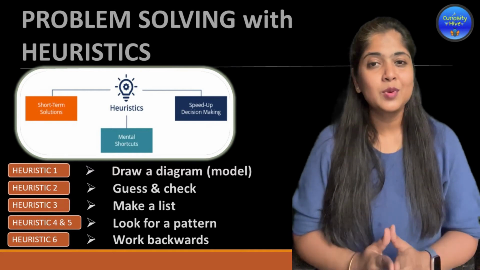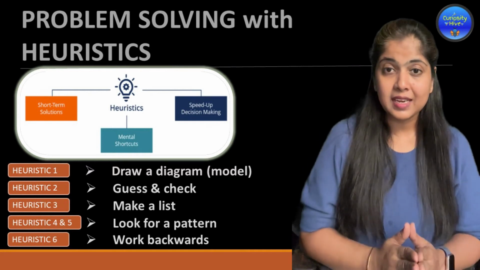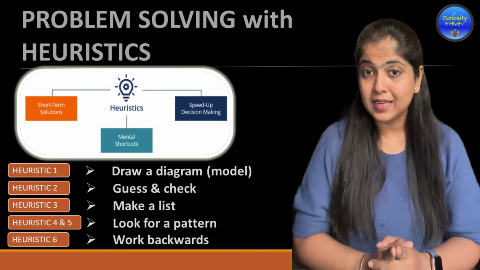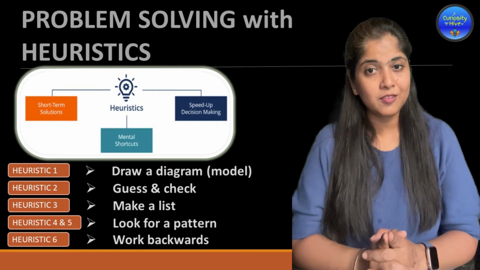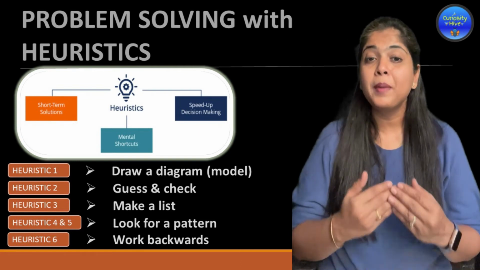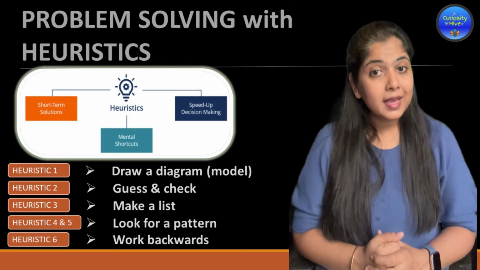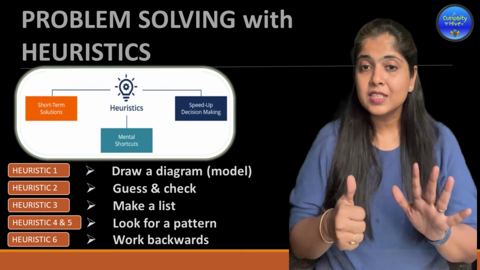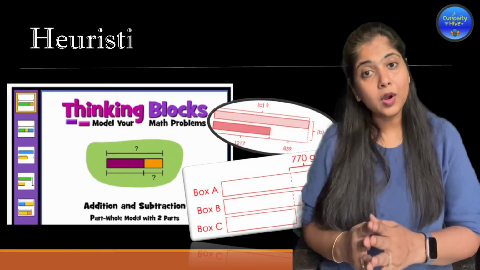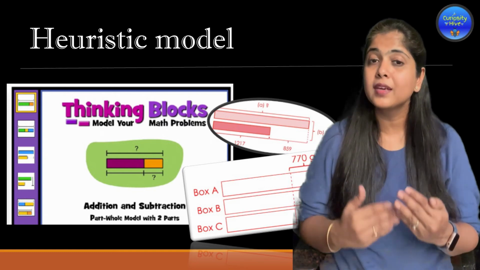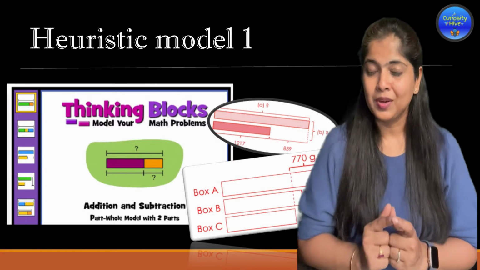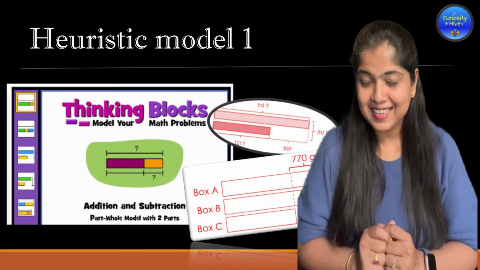So I request you to stay with me till the very end and attempt this quiz, because this not only helps you to get an edge on heuristic problem solving, but also allows you to get more practice and better yourself in this. As I said, there are 6 heuristic models. The first type of heuristic model is model problem solving, or by drawing a diagram, you can get to the answer of the problem. So without any delay, let's get started.